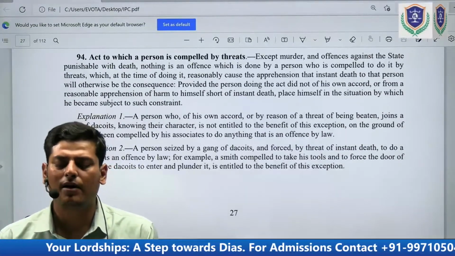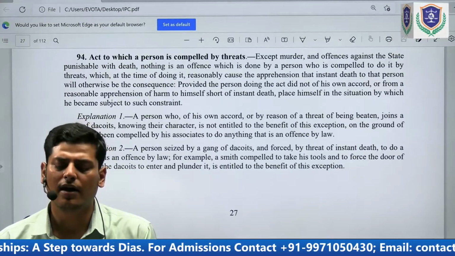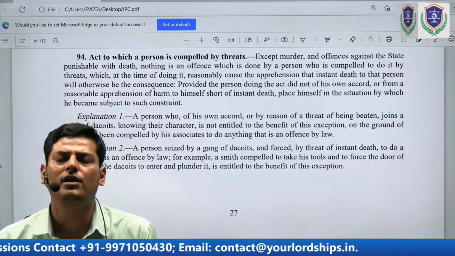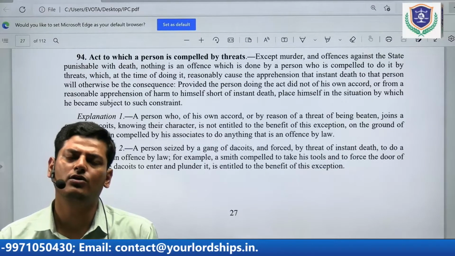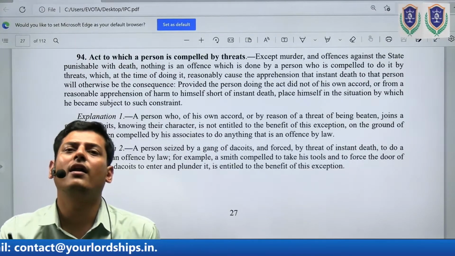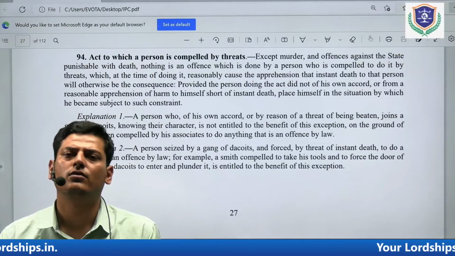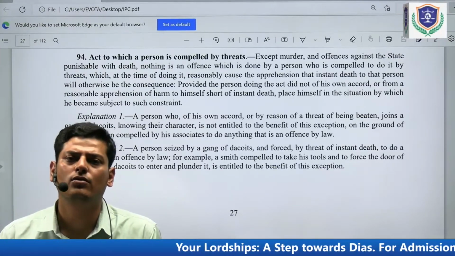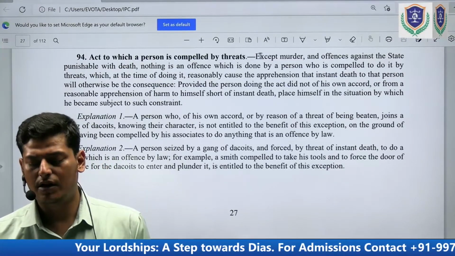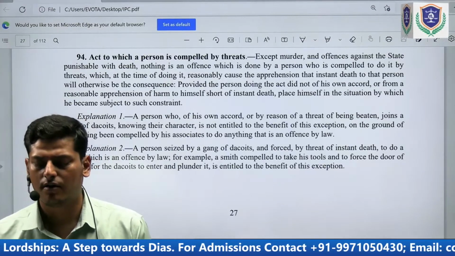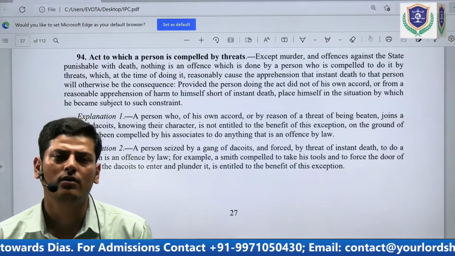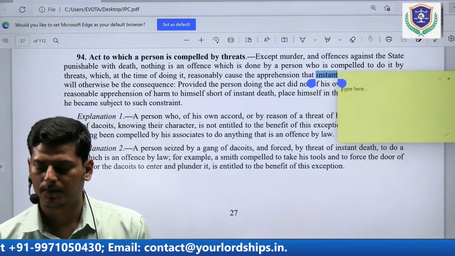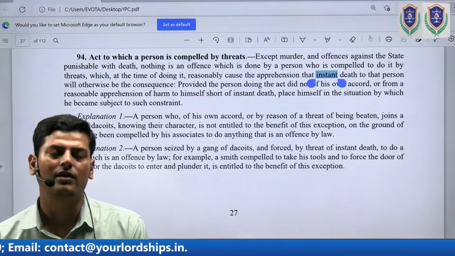Act to which a person is compelled by threats, section 94. What is in this? Remove two things: murder, and offenses against the state which are punishable with death. It means if someone compels you, you cannot cause the murder of anyone, nor cause an offense against the state punishable with death. If these are excluded, then nothing is an offense which is done by a person who is compelled to do it by threats which at the time of doing it reasonably cause the apprehension that instant death to that person will otherwise be the consequence.